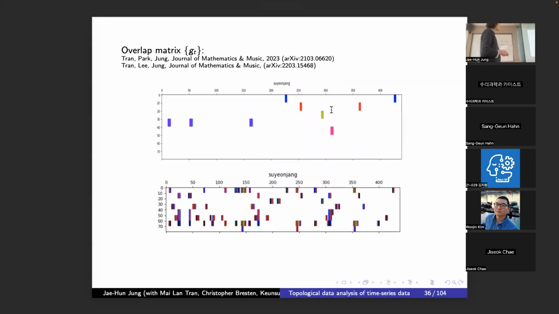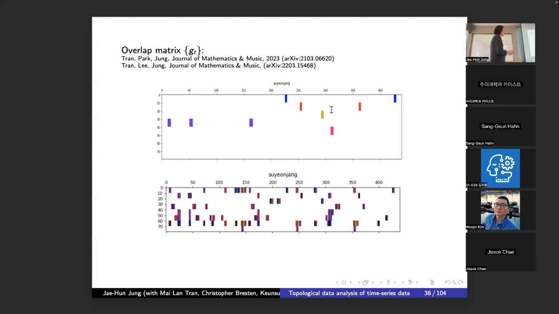Okay, so now to solve this mystery, we introduce the overlay matrix. There is some mathematical proof of this overlay matrix in this arXiv paper by Jae-Hun Jung, and this is what we did. This is the music flow from the time series, from the start to the end.